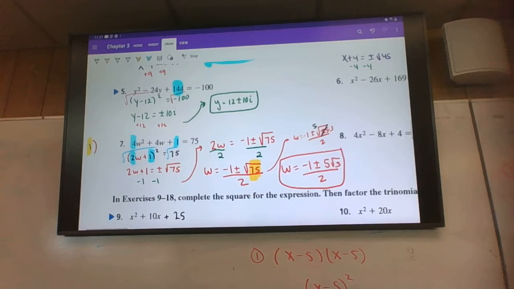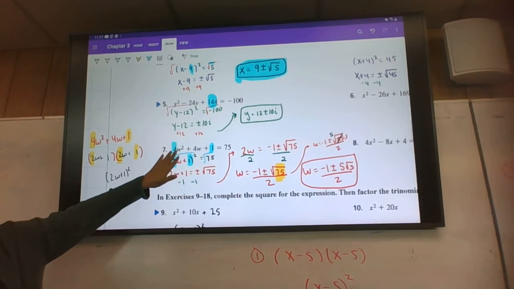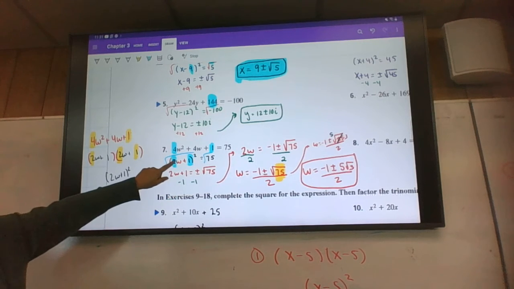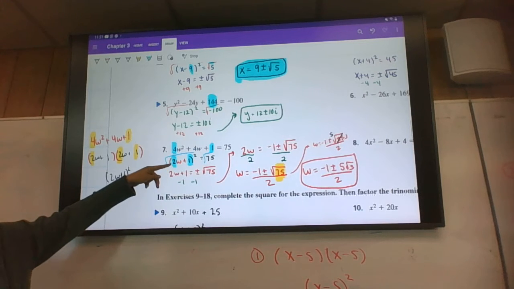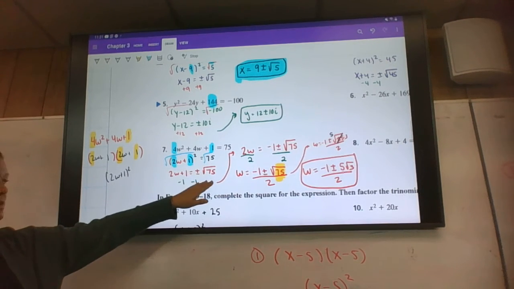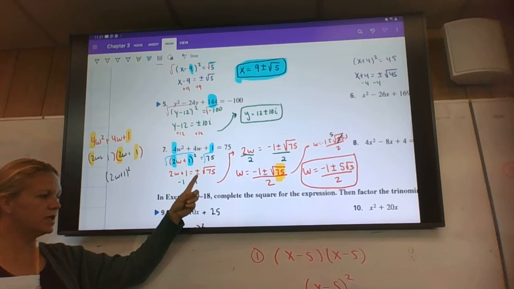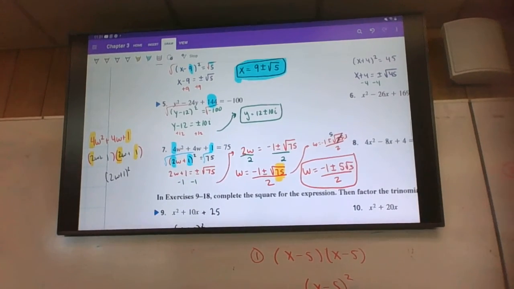And then 7 was the most complicated one out of the top half. So factoring this 4w squared, maybe you factored it with the a times c method, but your factors should have a 2w plus 1, 2w plus 1. If you didn't have a 2, go back and redo it. And then you're square rooting 75. So the correct order of operations is to subtract the 1 and then divide by 2. Then your 75 is the same as 25 times 3.